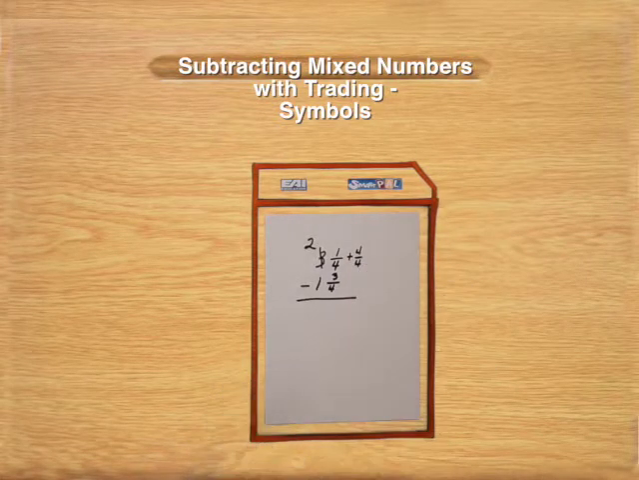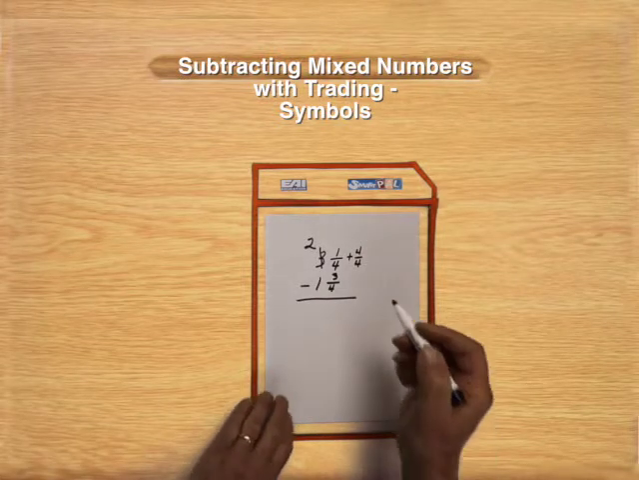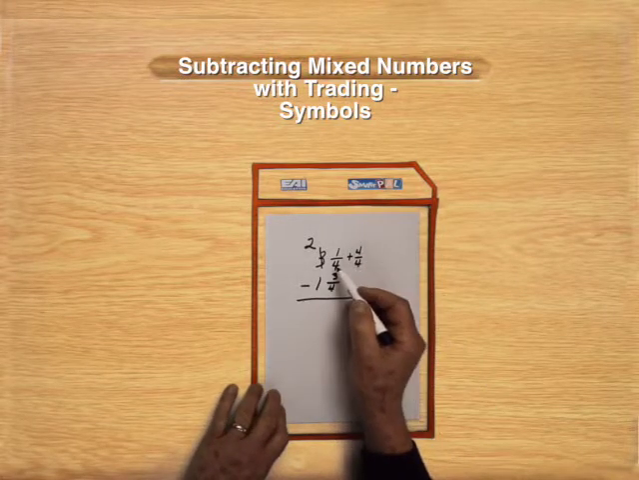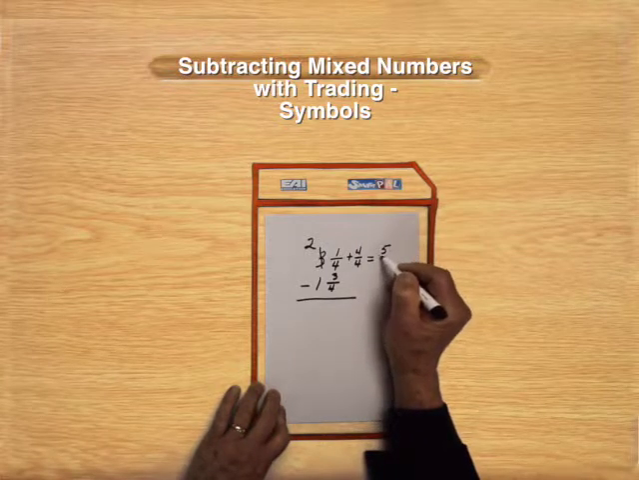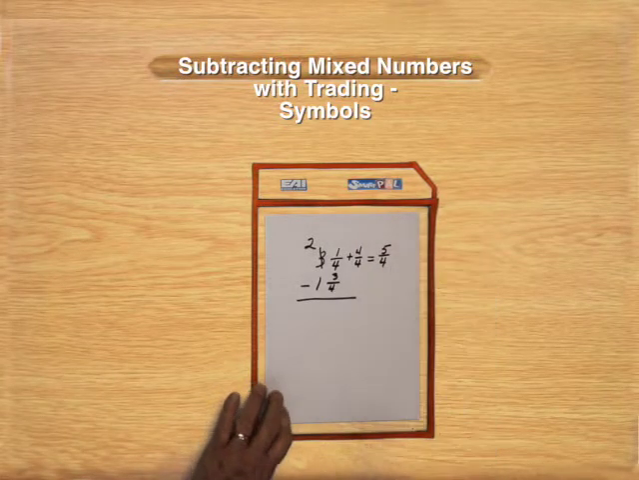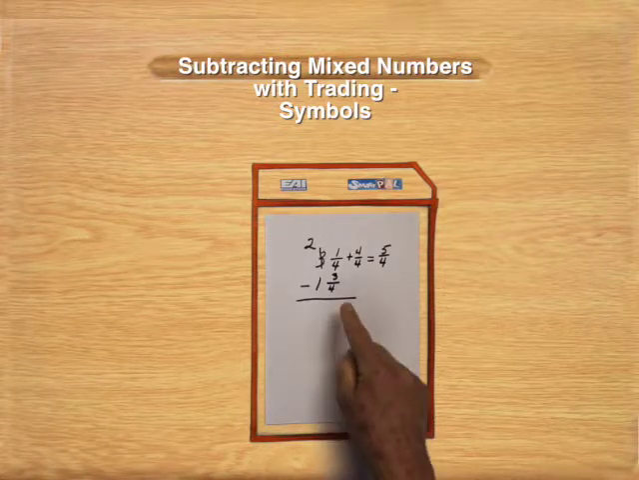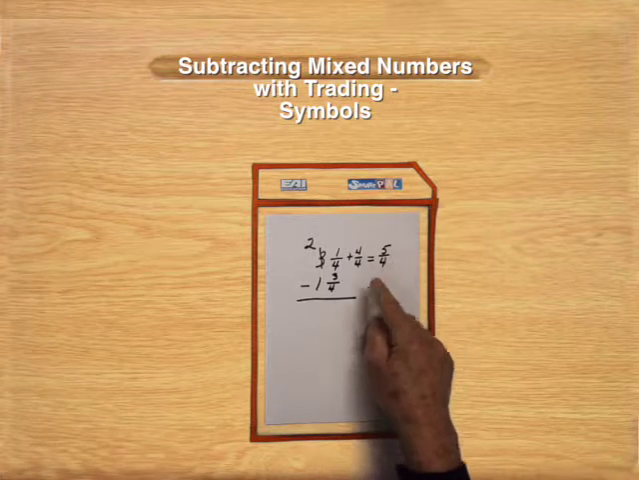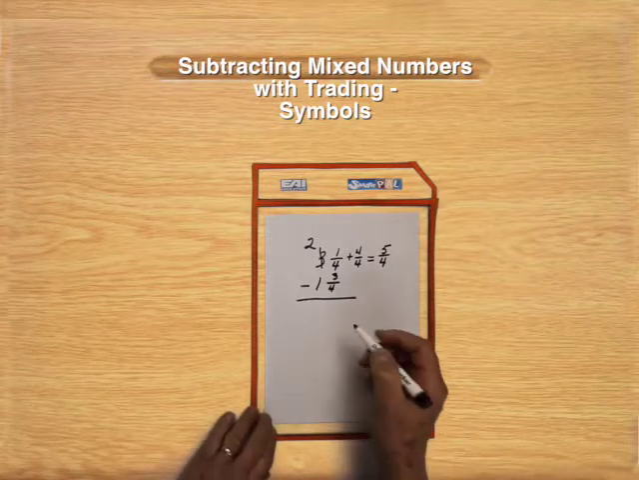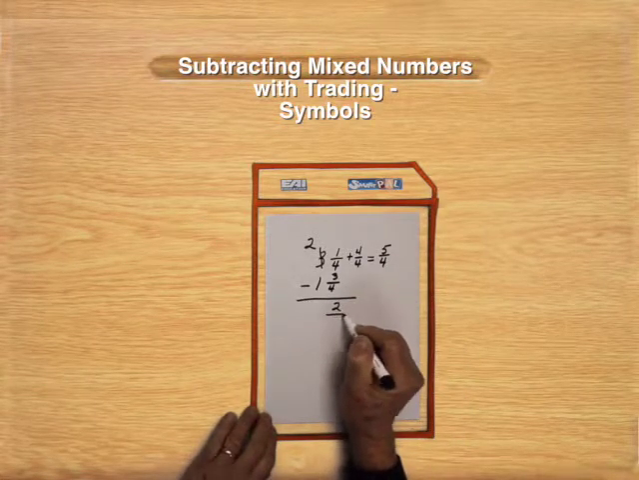So that will give us more fourths. And when we take the 4 fourths and put them together with the 1 fourth, we get a total of 5 fourths. Now we have 5 fourths. We want to take away 3 fourths. We can do that. 5 fourths minus 3 fourths gives us 2 fourths.